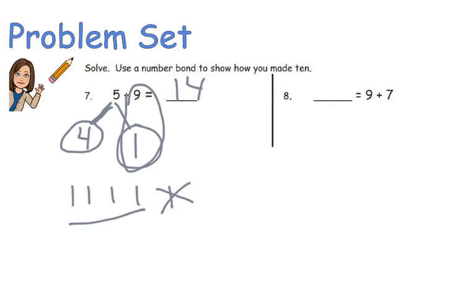All right, let's do number 8 together. If you think you can solve number 8 by yourself, go ahead, pause your video now, and then you can check your work with us. But if you're not ready to do number 8, that's okay. Let's do it together. So we have 9 plus 7. So we're going to do the number bond with the number 7. So make your number bond.